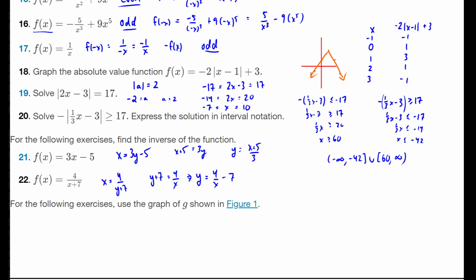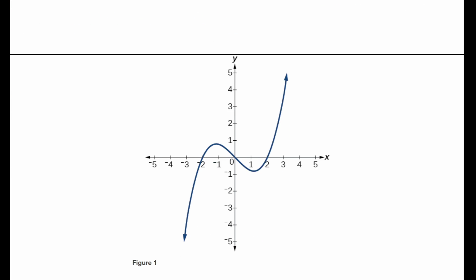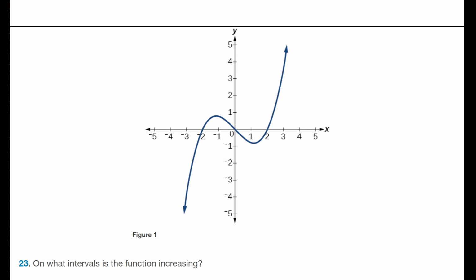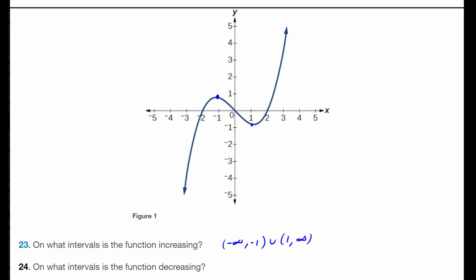For the following exercises, use the graph of g shown in figure 1. So this is the graph that we have. On what intervals is the function increasing? So this is when it's going up. So it's going up from negative infinity to negative 1, not quite including it. And then at 1, it does the turning point. So not quite including 1, but from 1 to infinity, it is increasing.